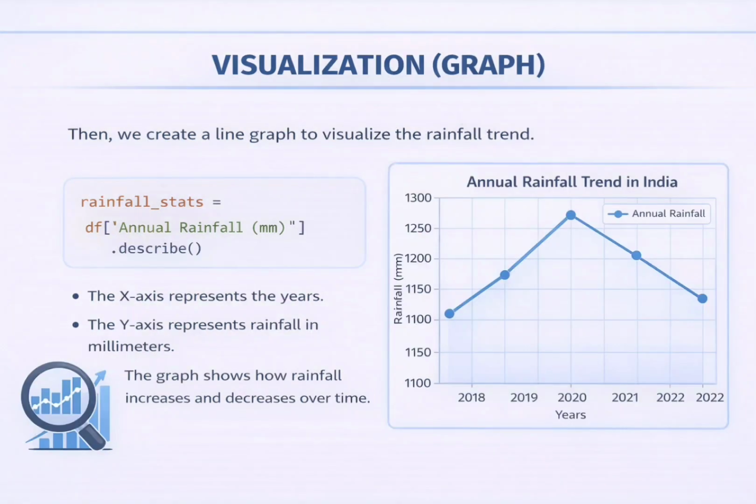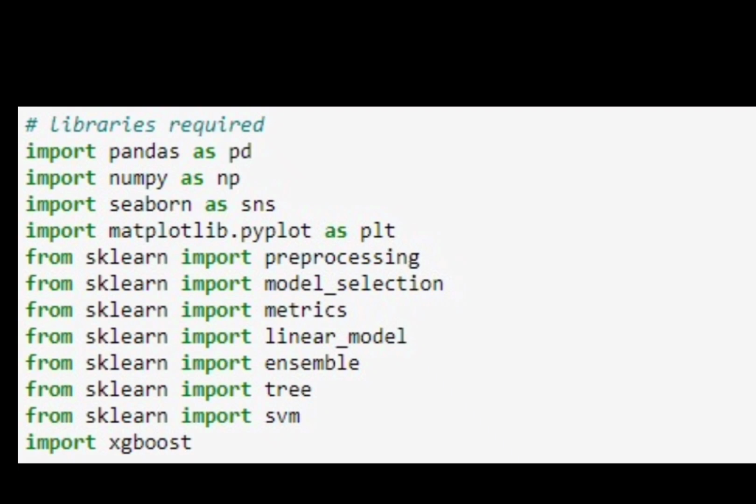This slide shows the visualization of our rainfall data using a line graph. The x-axis represents the years and the y-axis represents annual rainfall in millimeters. The graph clearly shows how rainfall increases and decreases over time, helping us understand the overall trend in a simple and visual way.